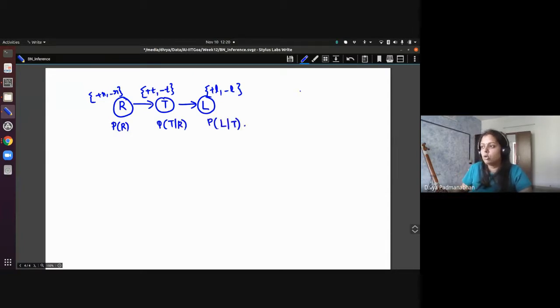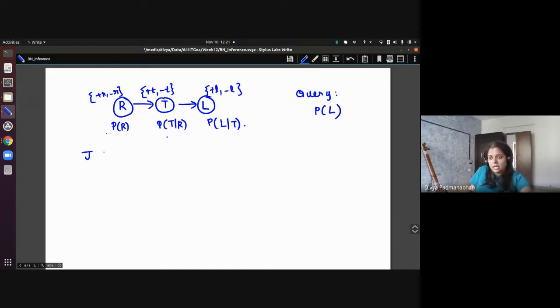Okay. Now my query is P of L. I want to compute the probability of L for all values, like P of L equal to plus L and P of L equal to minus L. So what I can do is, of course, we have enumeration, but let's not do that. One thing we can do is start by joining these two tables. So we can do a join.